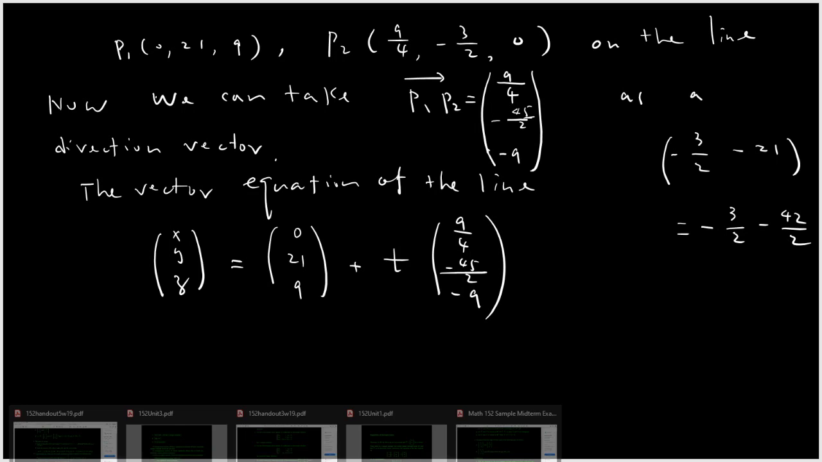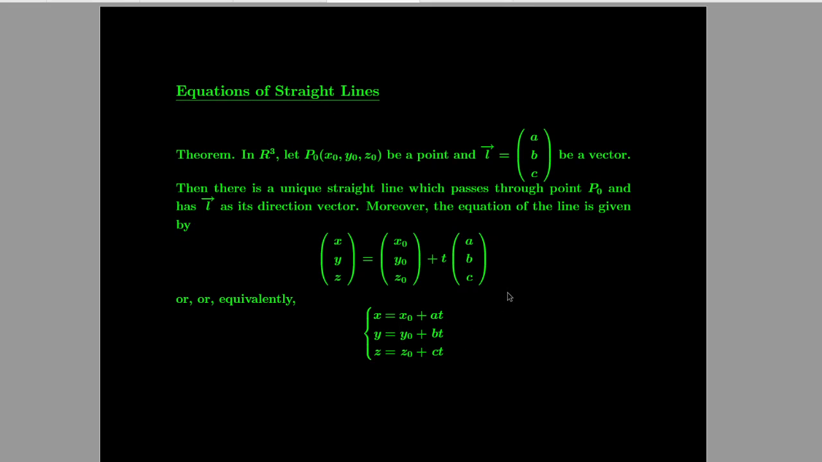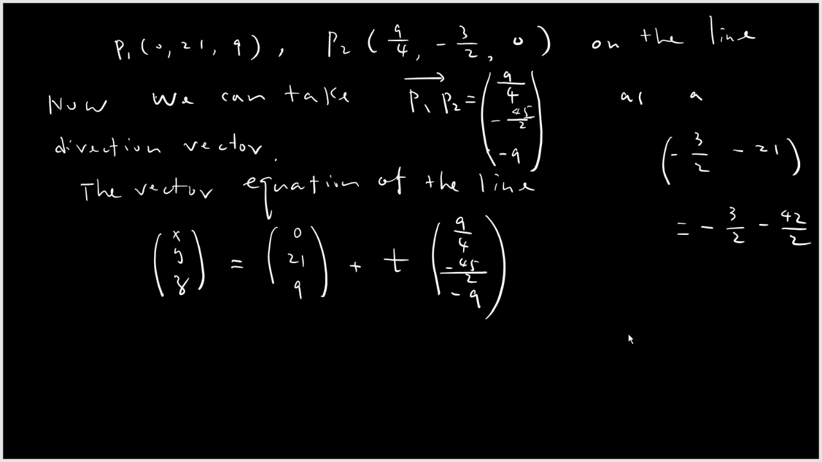If you don't know which one I'm talking about, I was talking about the formula on this screen, right? If you know a point on the line and a direction vector, that's the vector form, that's a vector equation. You look at the mouse cursor. That's a vector equation of the line. Okay. I believe in the question we are also looking for the parametric form, or the parametric equations.